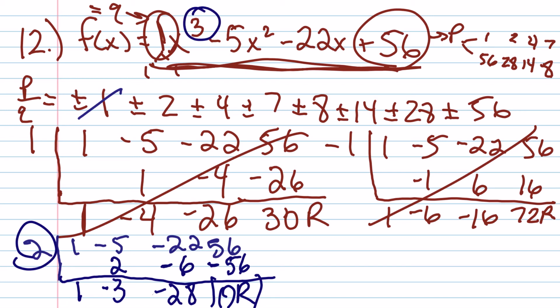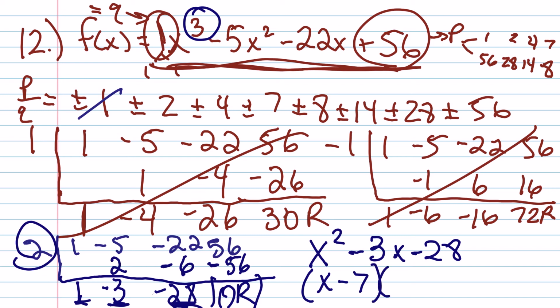And because this was x cubed, my new answer is x squared, which I get from here, minus 3x, which I get from right here, and minus 28, which I get from right here. I break this down into x minus 7, x plus 4. So remember, minus 28 can be minus 1 and positive 28, minus 2 and 14, or minus 4, positive 7. Well, minus 4 and positive 7 gives me a plus 3 in the middle, so I switch the signs to get this.